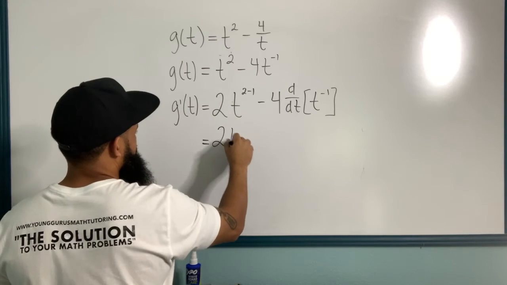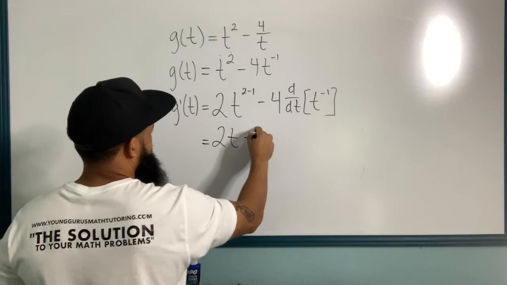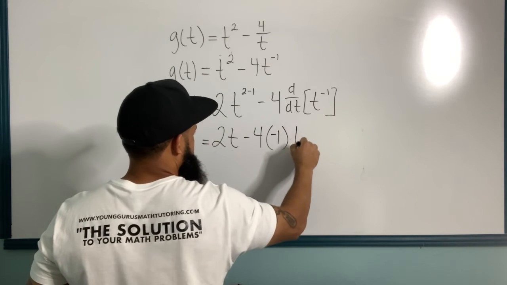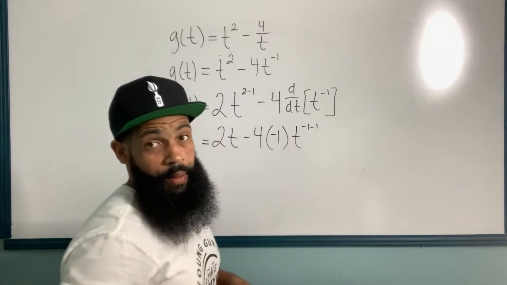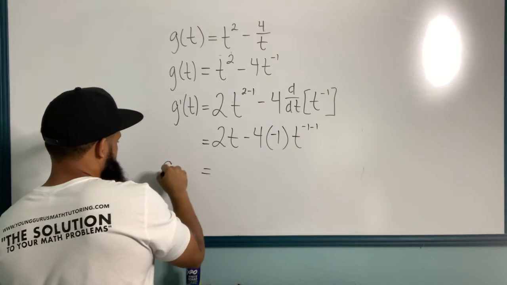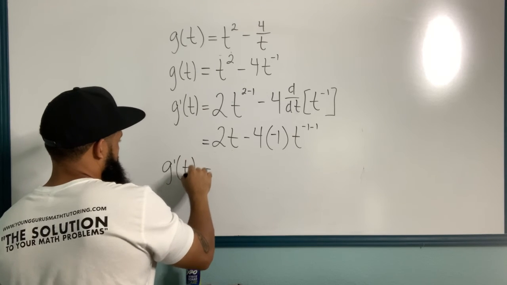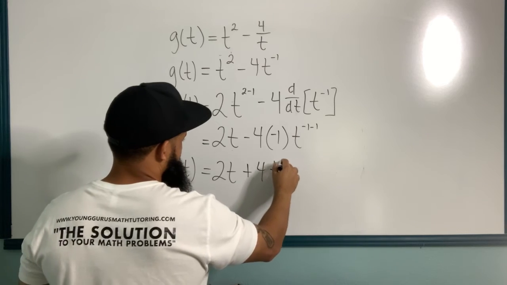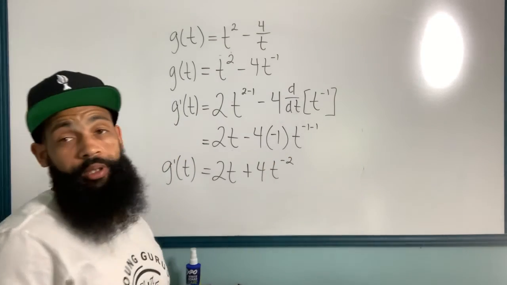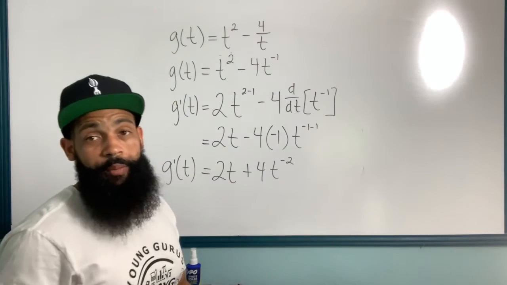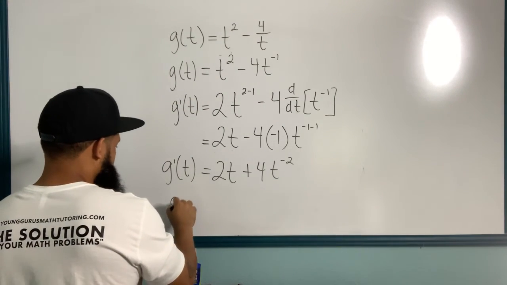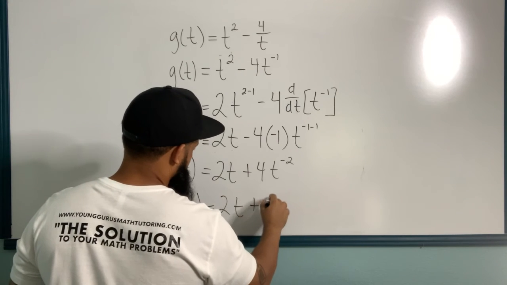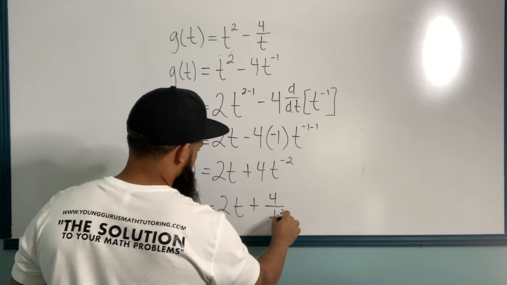Now I'm going to simplify. I have 2t, 2 minus 1 is 1, minus 4 times the derivative of t to the negative 1, which is negative 1 times t to the negative 1 minus 1 power. Simplifying that, I get 2t plus 4t to the negative 2 power. Then I'm going to rewrite this last term using a positive exponent. So g prime, the derivative, equals 2t plus 4 over t squared.